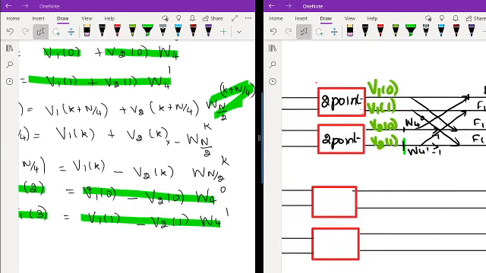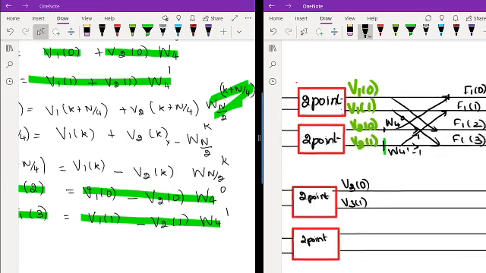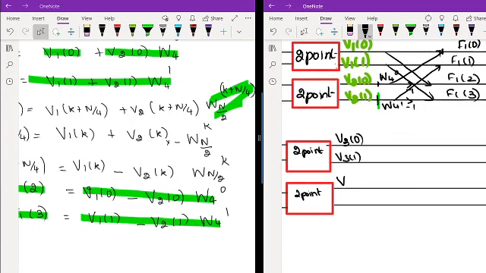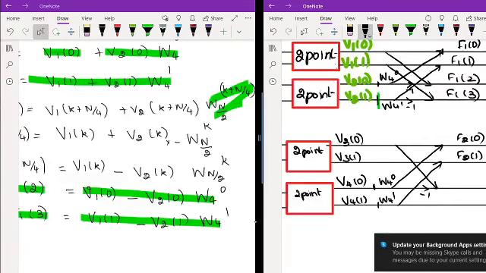The same steps are repeated for the bottom 2-point DFT. That is, here you'll have one 2-point DFT and this is another 2-point DFT. This may be named as V3 of 0, V3 of 1 and V4 of 0 and V4 of 1. And this is going to be multiplied with W4 power 0 and W4 power 1. First, we are going to perform the addition for calculating the first two samples, that is F2 of 0 and F2 of 1. For calculating the bottom two, we are going to perform the subtraction.